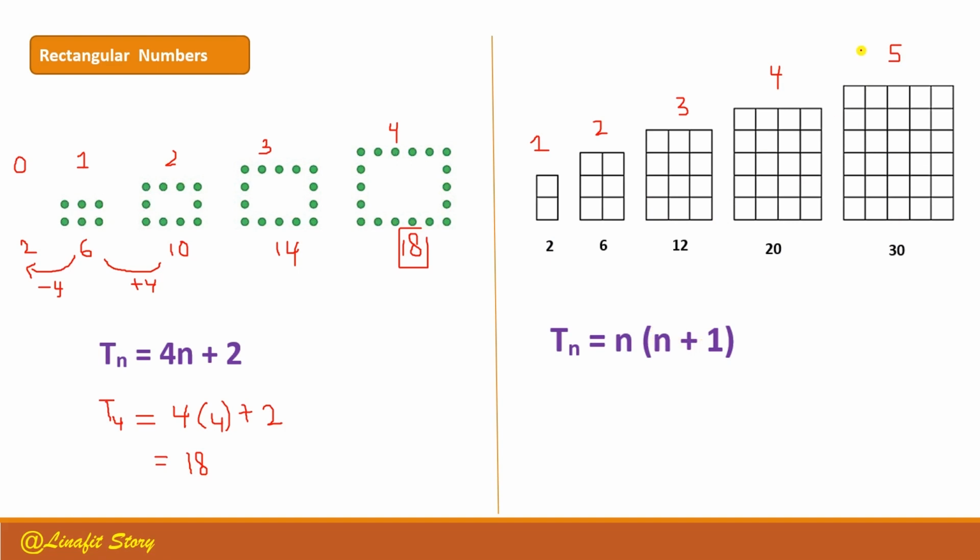For example, we will find the fifth term. The answer is 30. C5 is equal to 5(5 plus 1). So 5 times 6 is equal to 30.